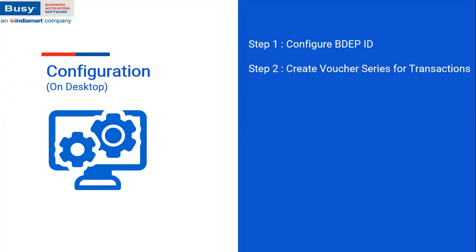Step number two is to create the voucher series for transactions. We know the voucher series. By default in Busy, we have the voucher series Main, GST, like that. But for the mobile application, the important point here is that we have to create one separate voucher series for the transactions: receipt transactions, sales transactions, quotation, order, etc.